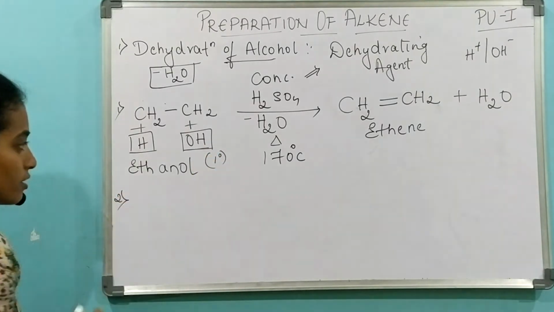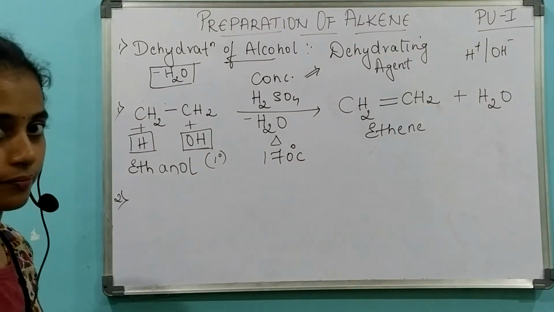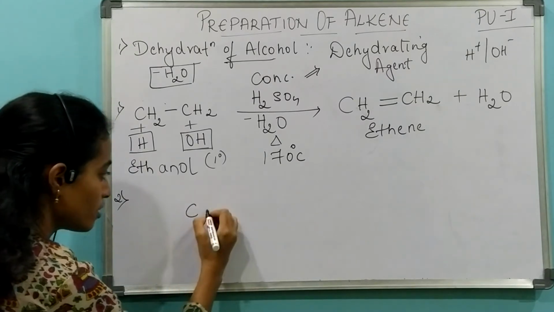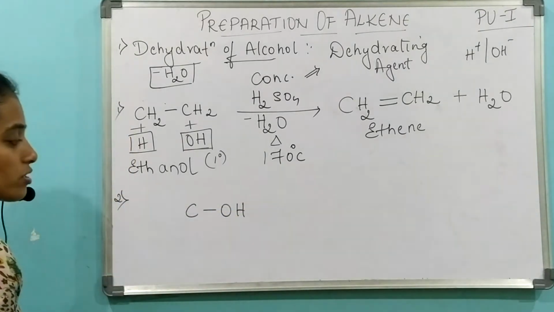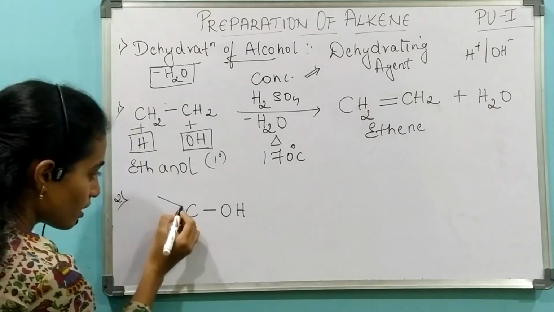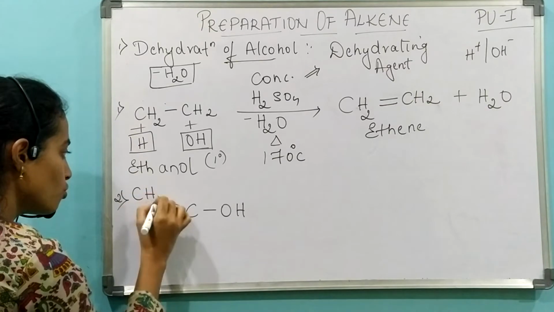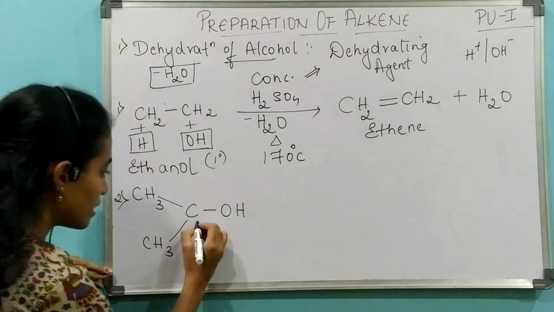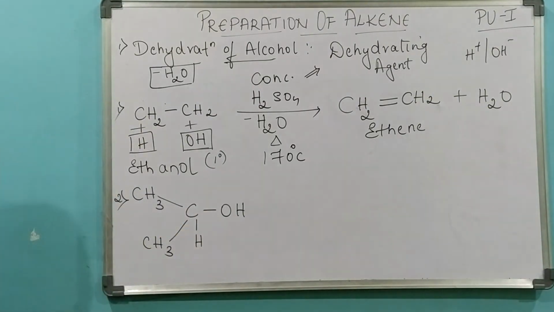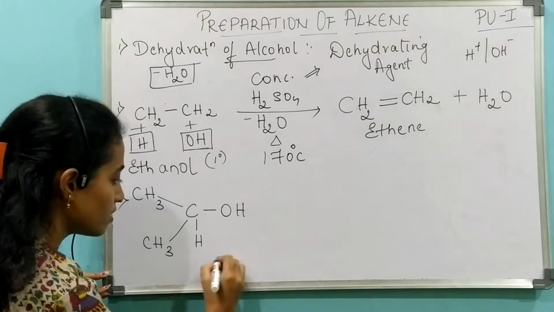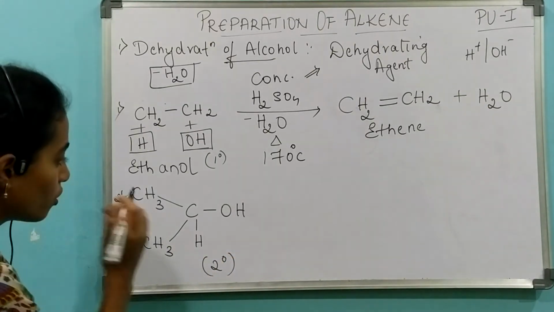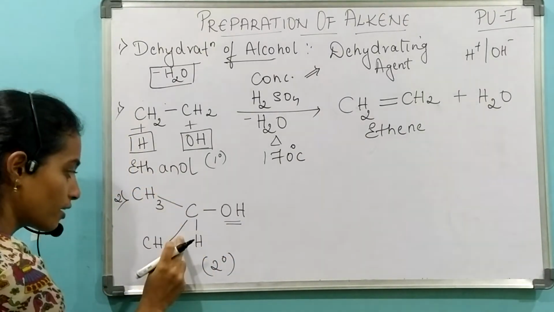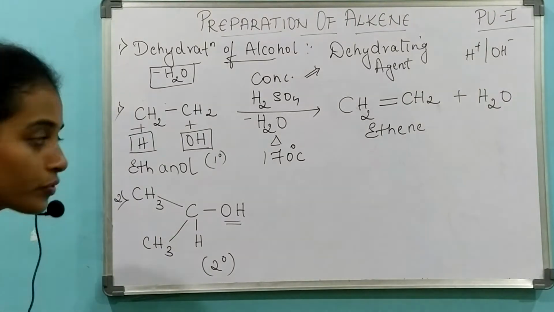So next I will be taking a secondary alcohol. What is a secondary alcohol now? The carbon which has an OH group should be attached with two alkyl groups. See the valency now. Here I will be having one hydrogen. And you call this a secondary alcohol. Why secondary alcohol? Because the carbon which has an OH group is attached with two alkyl groups, and therefore you call it a secondary alcohol. Same process again.